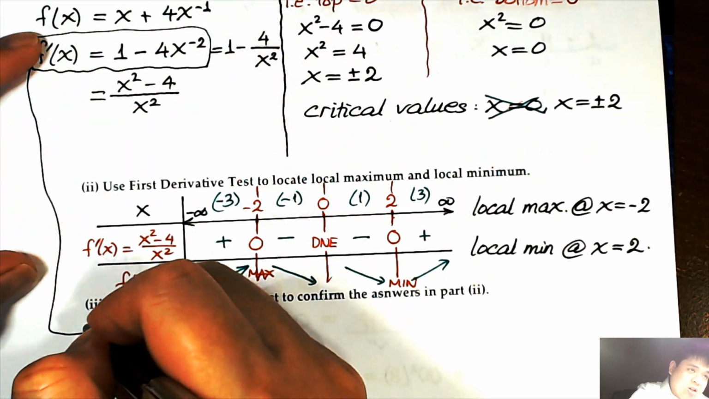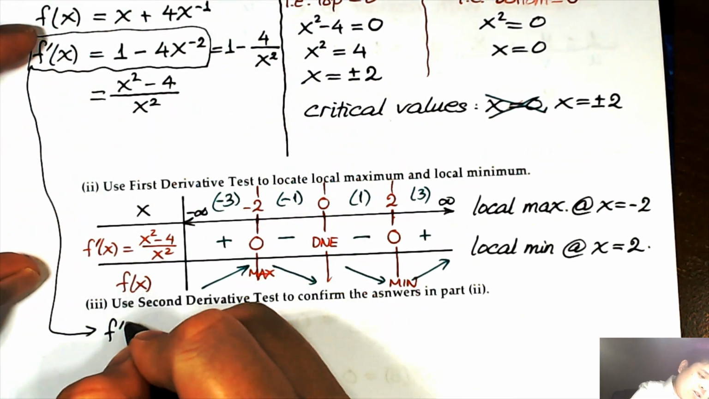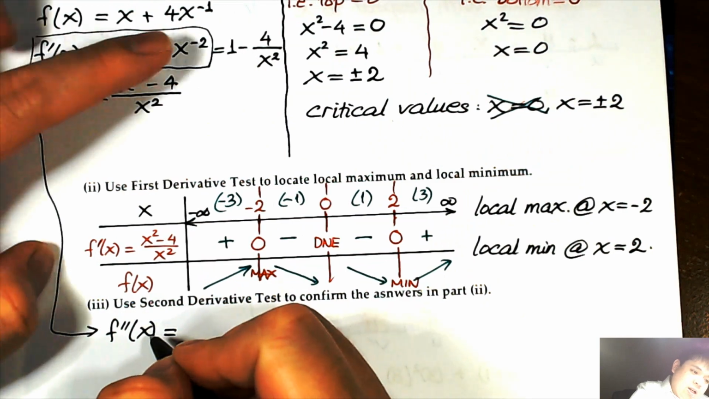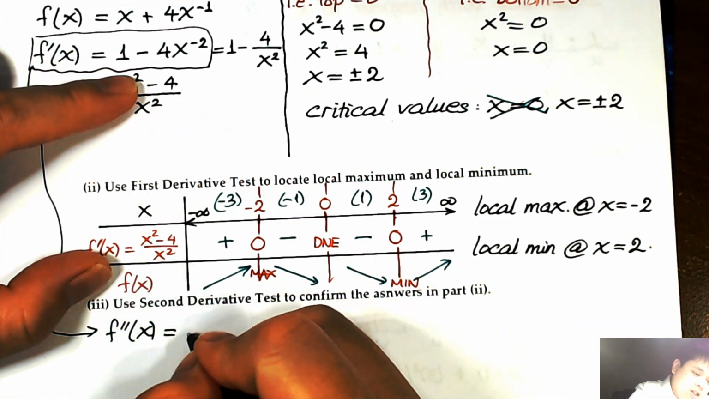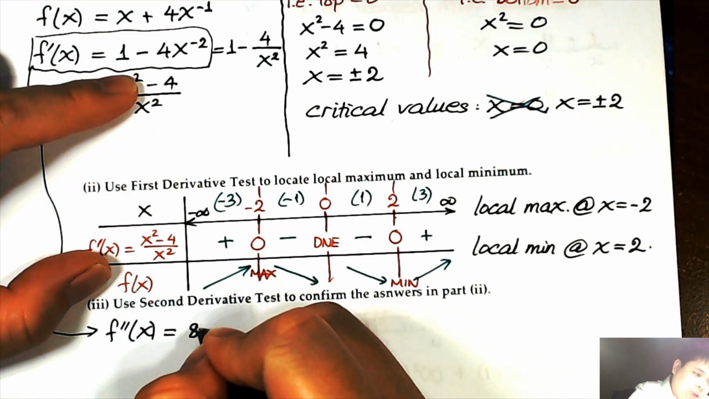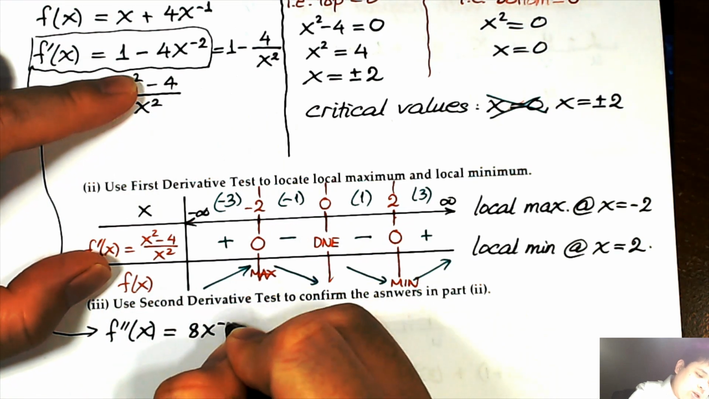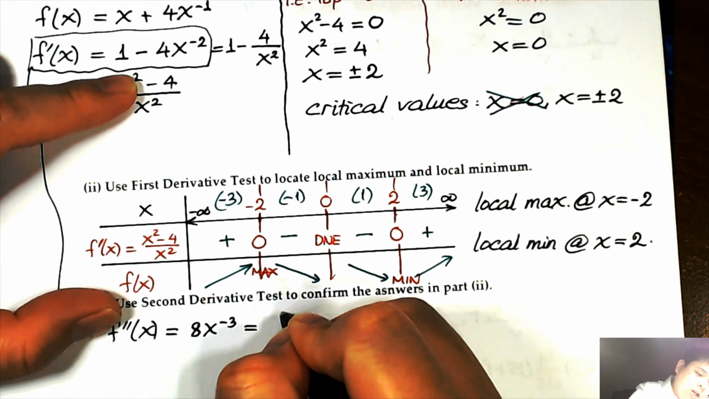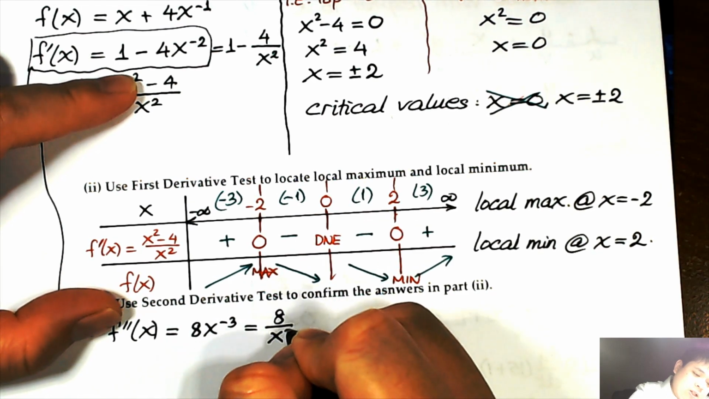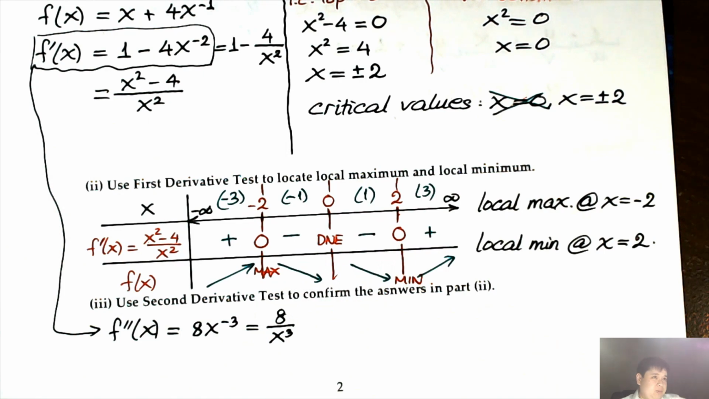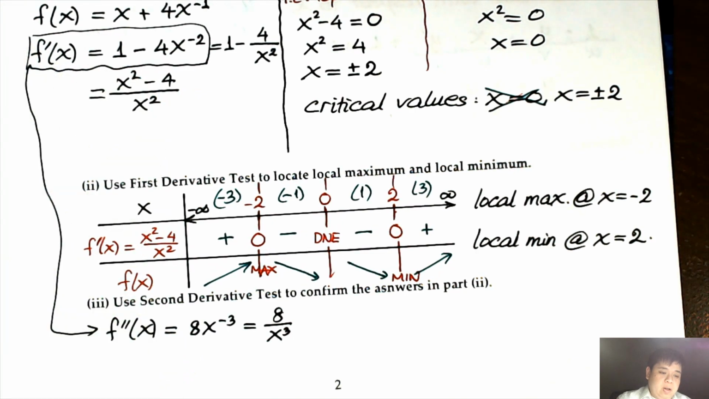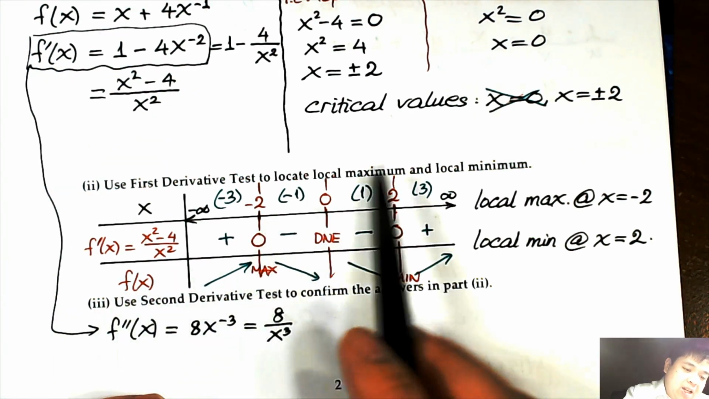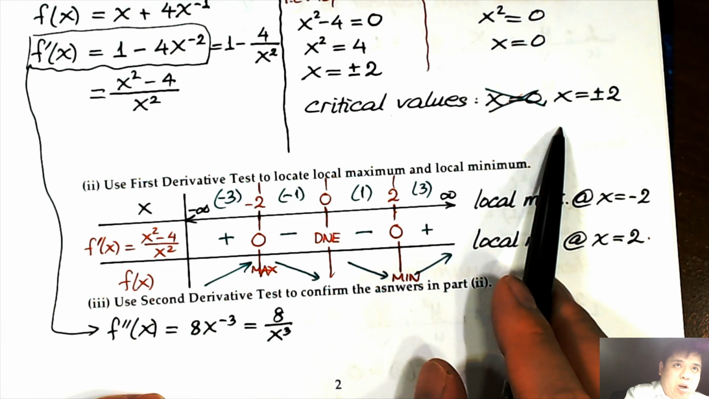and we take the second derivative. It's going to be the derivative of 1 is 0, the derivative of this is 8 times x to the -3, or 8 over x cubed. Right, just the derivative of that. Now we will evaluate at 2 and -2, the critical values.